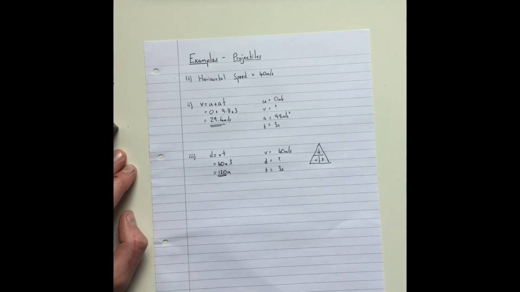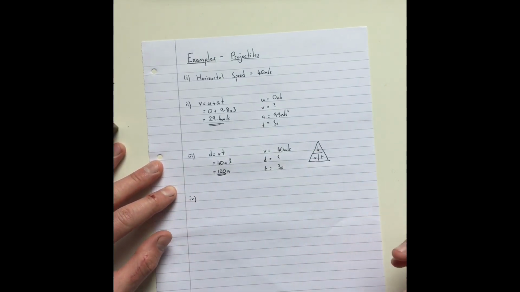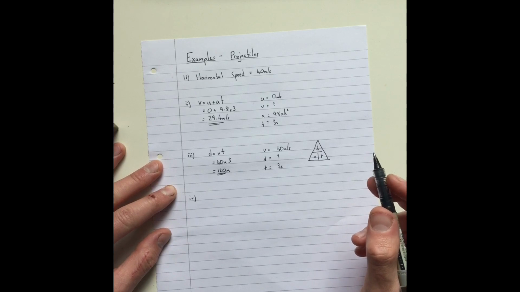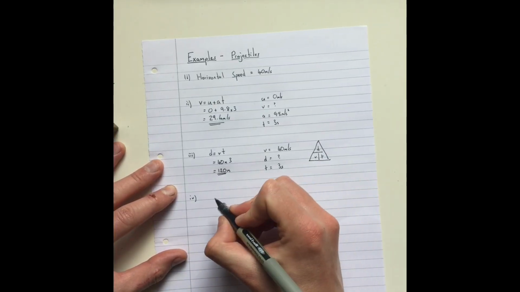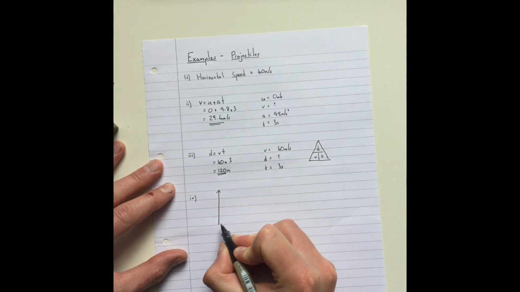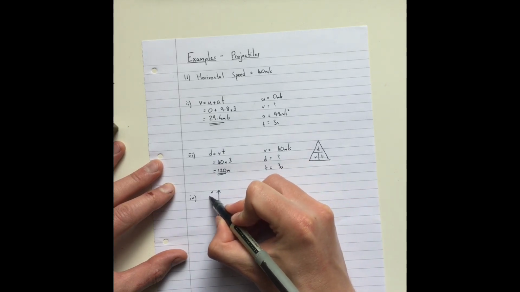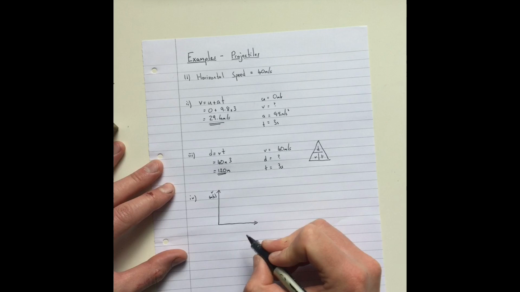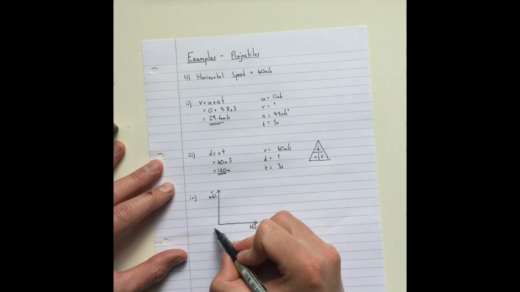Now, what's 4 asking me? We talked about this very late in the last video about drawing a graph to find out the vertical distance, but this is just saying draw a graph of vertical speed against time. So we're doing a v-t graph, velocity against time. It's just a sketch, we don't need to be accurate. I'm just going to do my 2 axes. That's going to be v, in meters per second, always put units on these axes, and t, which is seconds, starting at 0.